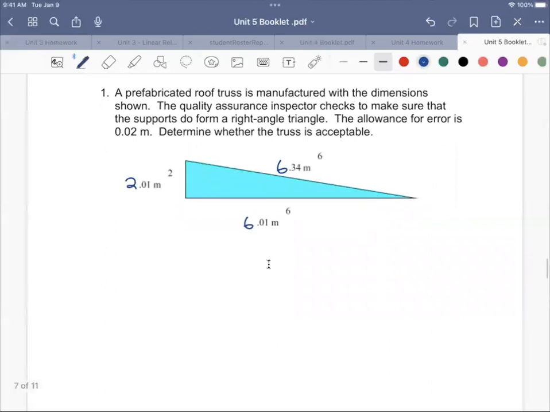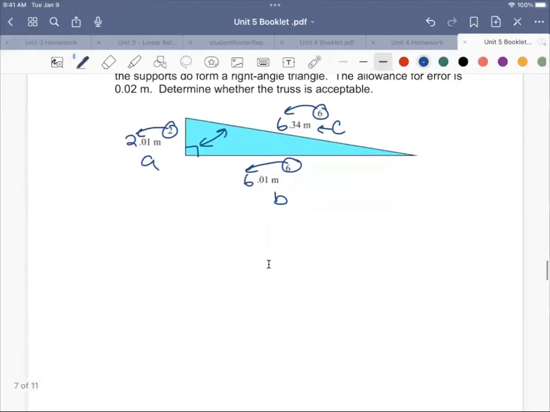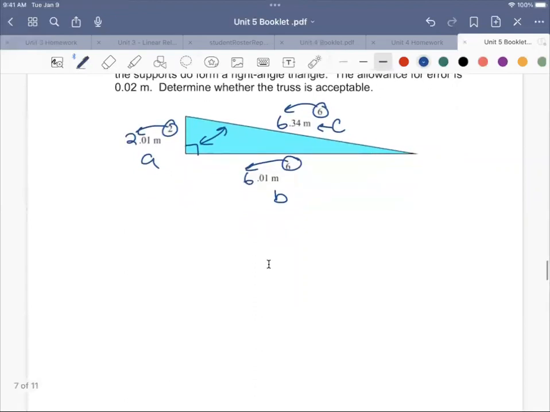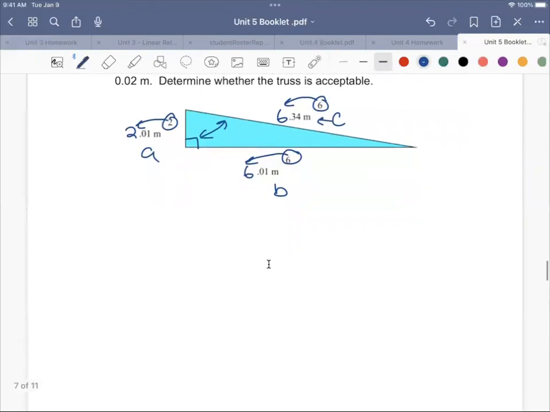First thing I'm going to do, find my right angle triangle. That is the one that's supposed to be a right angle. Oh, the number shifted over here. That's why. Opposite of that is my hypotenuse. So this is my C value. We'll say 2 is A and 6 is B. So if I'm taking a look, what I want to do is make sure that they are a right angle triangle.